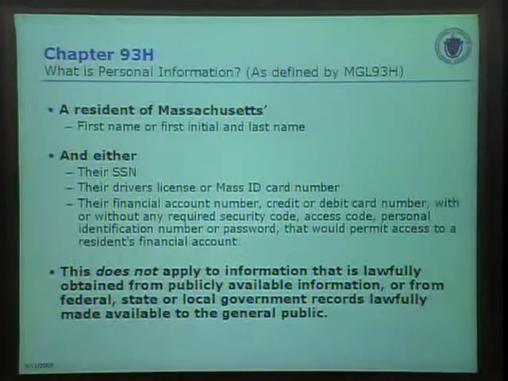What is personal information as defined by Mass General Law 93H? It's a resident of Massachusetts' first name or first initial and their last name, and either their social security number, their driver's license, or Mass ID card. Does anyone not know what a Mass ID card is? Okay, a Mass ID card is essentially a personal form of identification. It looks a lot like a license, but doesn't allow you to drive a car. Also, their financial account number, credit card, or debit number, with or without any security code, access code, personal identification number, or password that would permit access to that resident's financial account. This doesn't apply to publicly available information from federal to state.